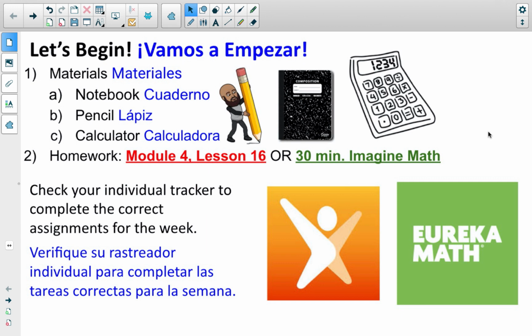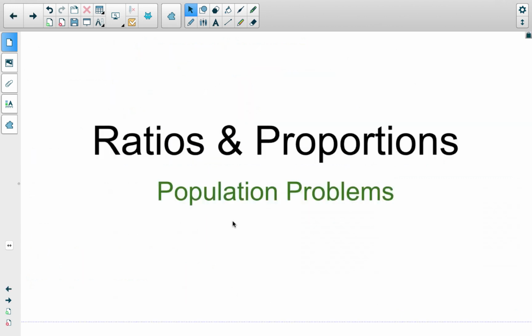We're getting very near the end of Module 4, or 30 minutes of additional Imagine Math. Just make sure you're checking your individual tracker to make sure you're completing the correct assignments for the week to ensure you're earning points for the weekly incentives we are now putting in place.